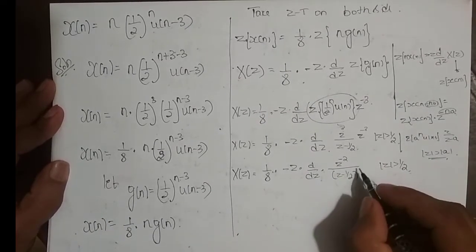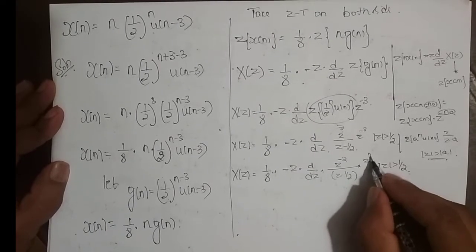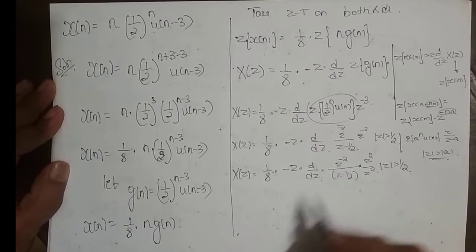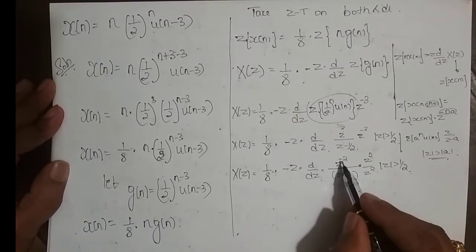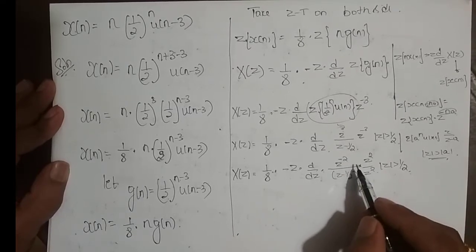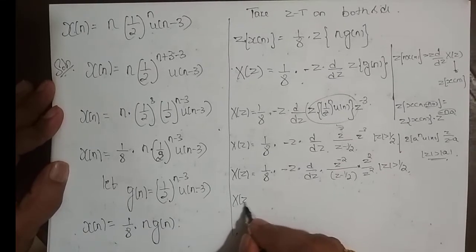I have to carry. Okay, so what I'll do here is multiply the numerator and denominator by z square, so that I can remove this negative power. If I do this, z power minus 2 and z power plus 2 cancel out. I end up with 1 in the numerator, and the denominator is z square into (z minus 1 by 2). Okay, so X(z) is equal to what?